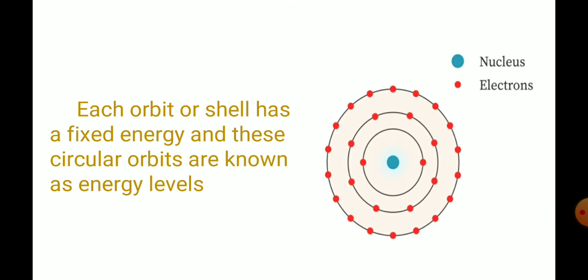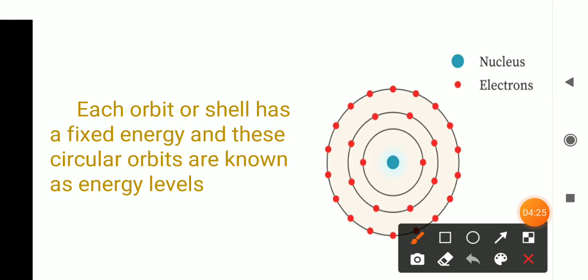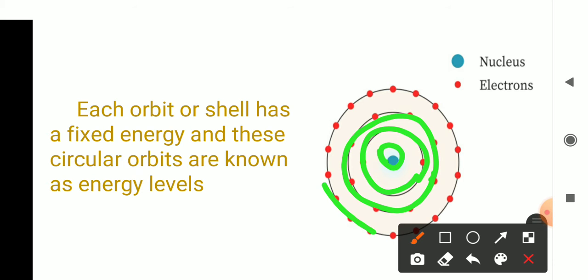We can look here, this is the nucleus, and this can be called the first energy level, this the second energy level, and this the third energy level, and the energy keeps increasing. The first energy level will have low energy, the second will have higher energy, and the third will have the highest energy. So when the n value increases, automatically the energy also increases.